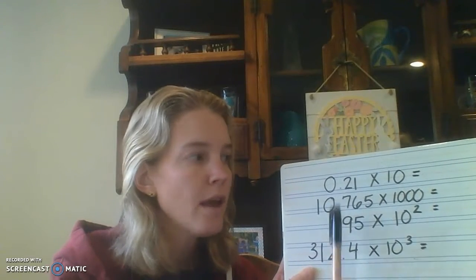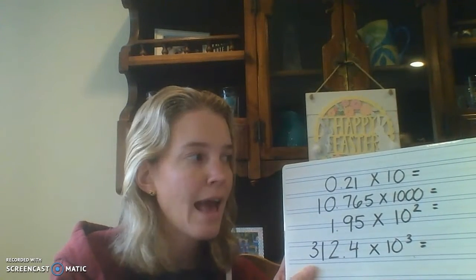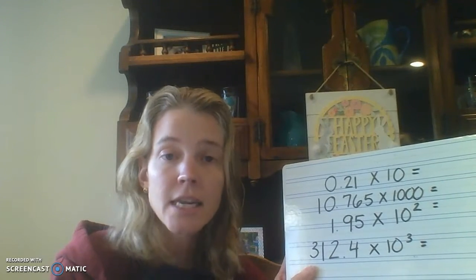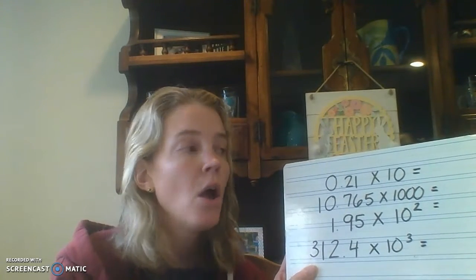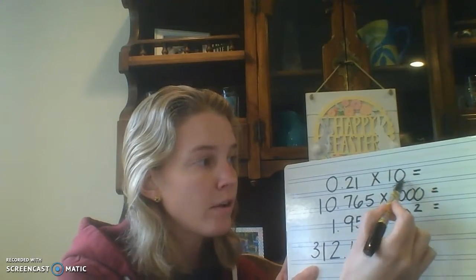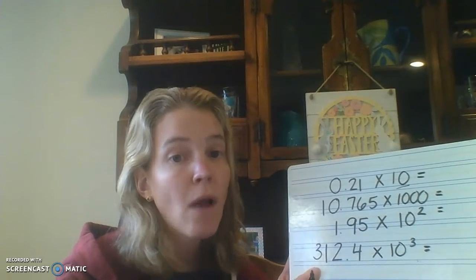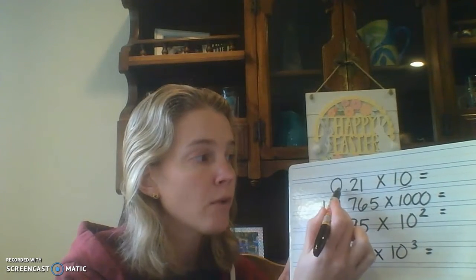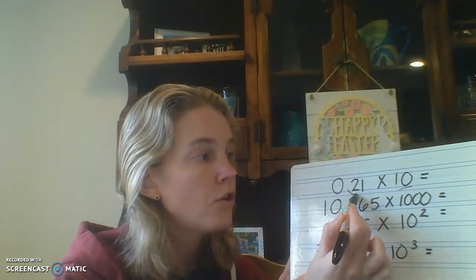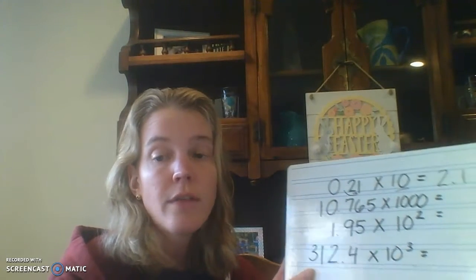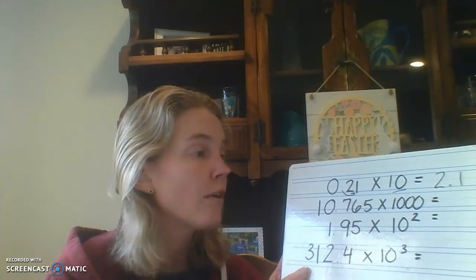So for example, if we have 0.21 times 10, remember that we learned multiplying by a power of 10, like 10, 100, 1,000. What you have to do is you count how many zeros there are. So in this case, there's only one zero. So you move the decimal to the right one space because it's multiplication. We're making the number bigger. We're going from 0.21 to 2.1. So 2.1 is going to go right here. So your answer is 2.1. That's all you need to know for that one.